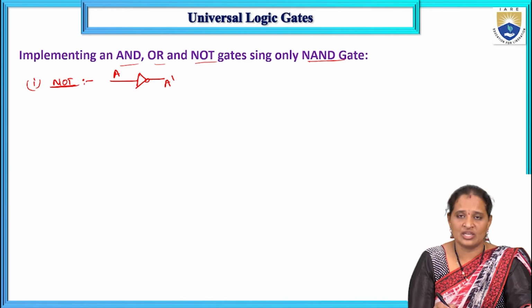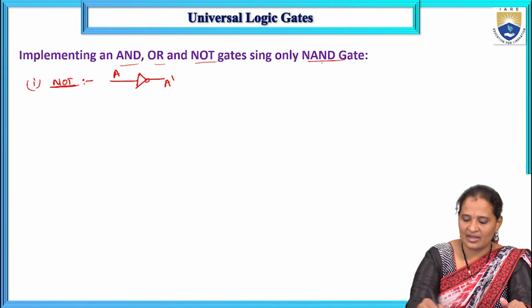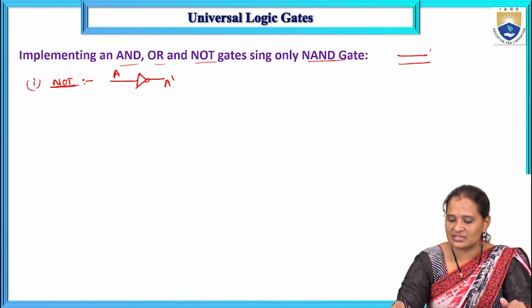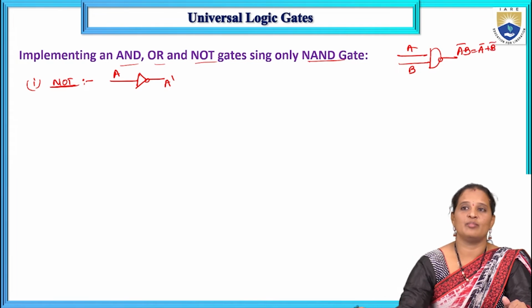A NOT gate is a single input gate, whereas a NAND gate is a double input gate. The minimum number of inputs required for a NAND gate is 2. So what is the NAND gate symbol? The NAND gate symbol is this one. And coming to the output, if A and B are the inputs, the output is A dot B whole bar, or else I can also write this as A bar plus B bar, right?